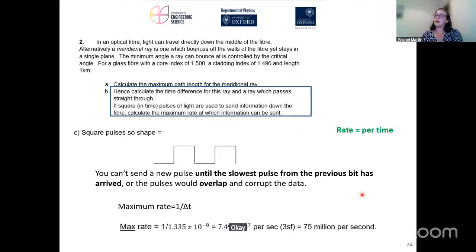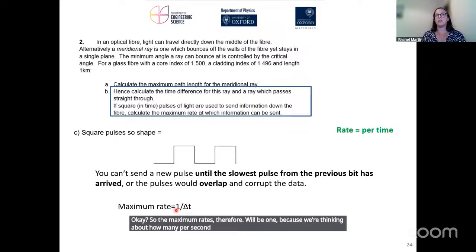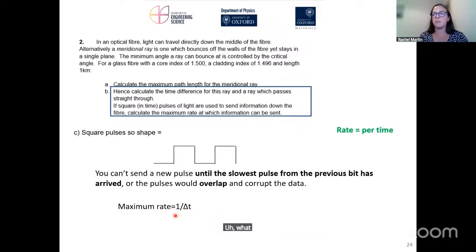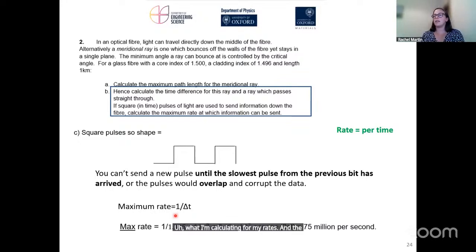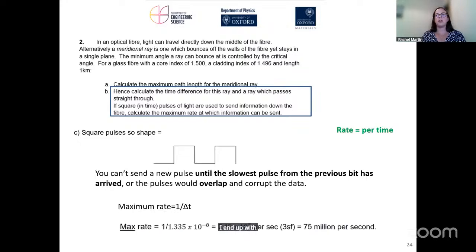Okay, so the maximum rate, therefore, will be 1, because we're thinking about how many per second. I'm using 1 second as what I'm calculating for my rate. And the maximum rate, therefore, because I don't want those two different paths to interfere and overlap and corrupt the data, I end up with 7.49 times 10 to the 7 per second. So well done, some correct answers there. Well done thinking about the idea of rate.